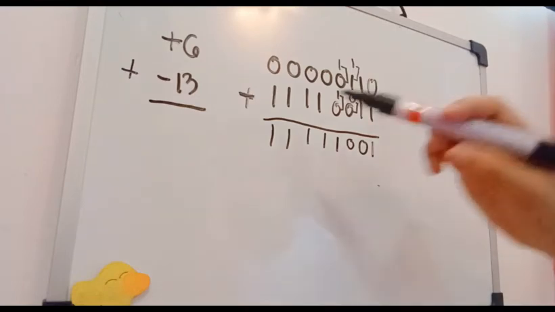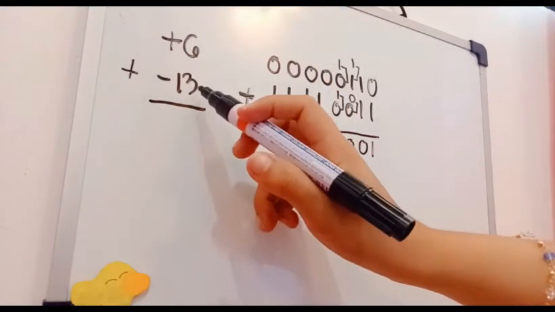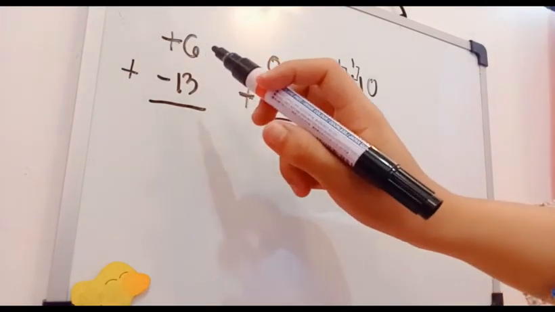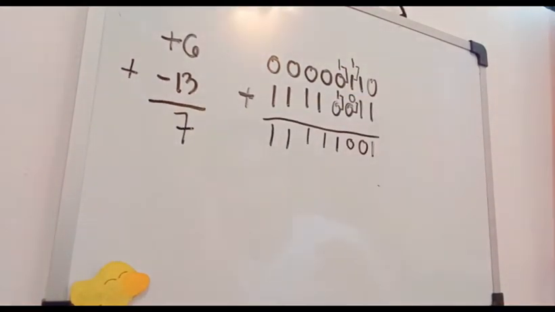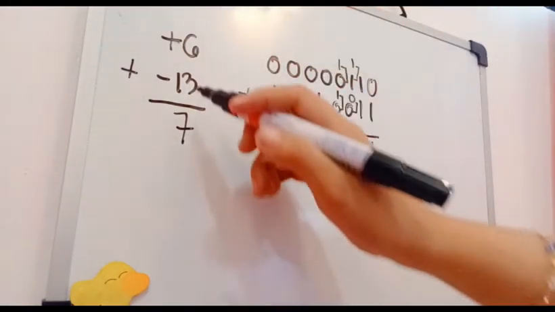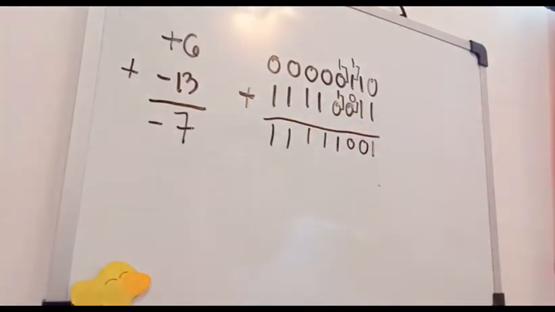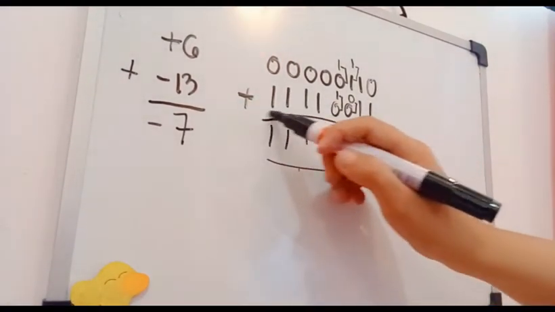So, yeah, and if we're going to check, no? So, check natin. 13 minus 6. The answer is 7. Tama ba? Tama, 7. And then copy the sign of the largest magnitude, which is 13. So, negative 7. So, the 2's complement of negative 7 is this one.